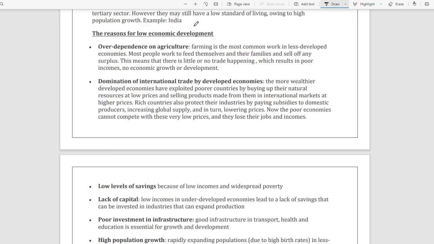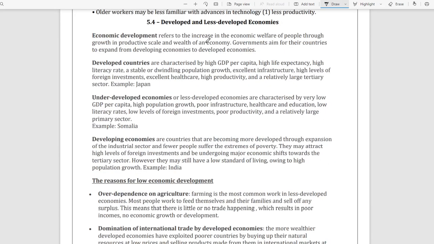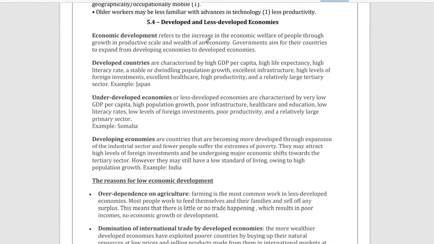Okay, finally, the last topic where we talk about developed and less developed economies. So economies can either be developed or less developed. Okay, there's two ways.